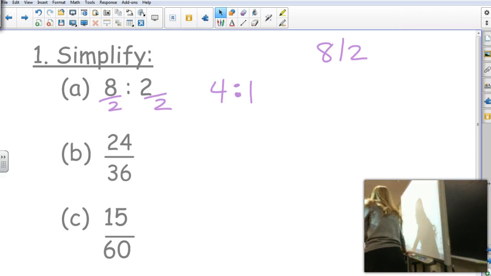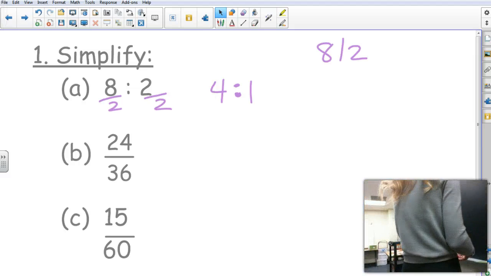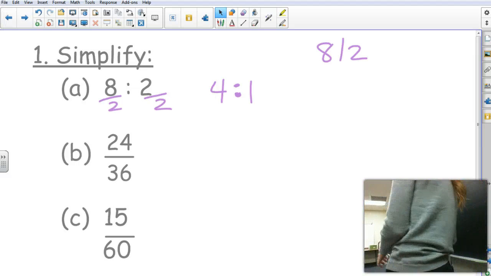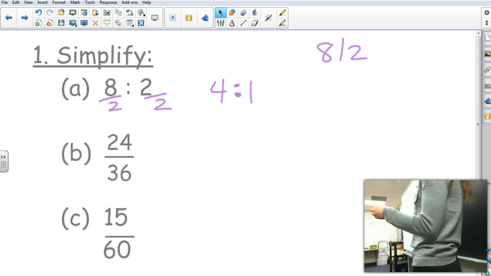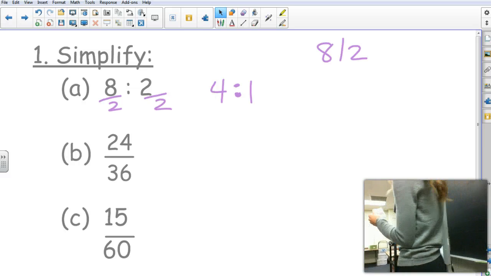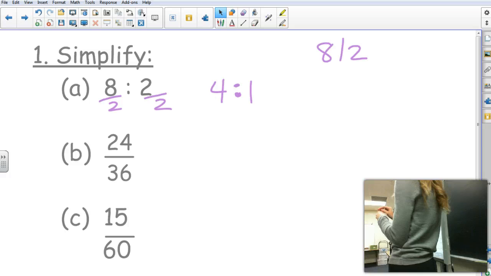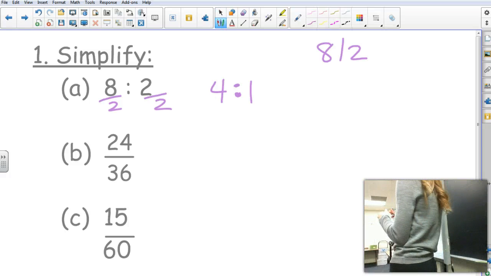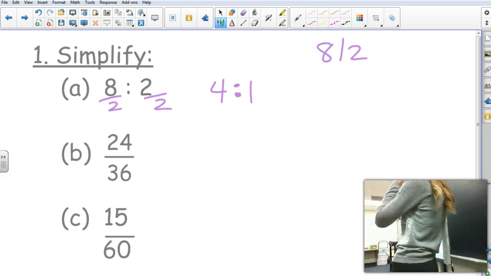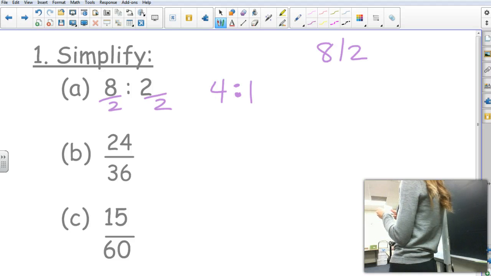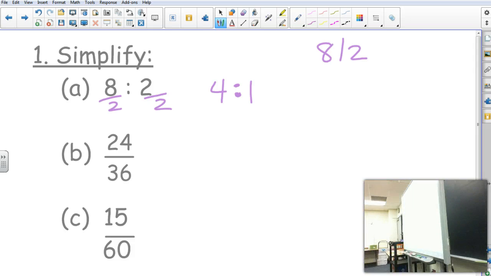So going back to this one, 24 divided by 36, math, enter, enter. Chris, what do you get? This one. 24 divided by 36, math, enter, enter. 2/3.